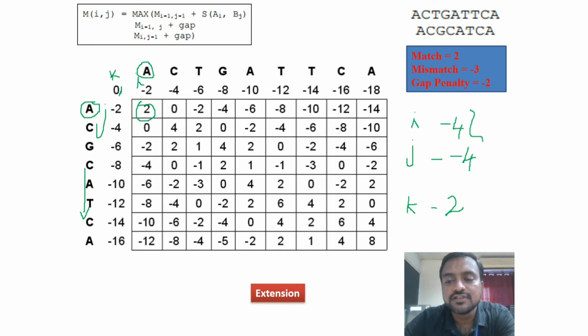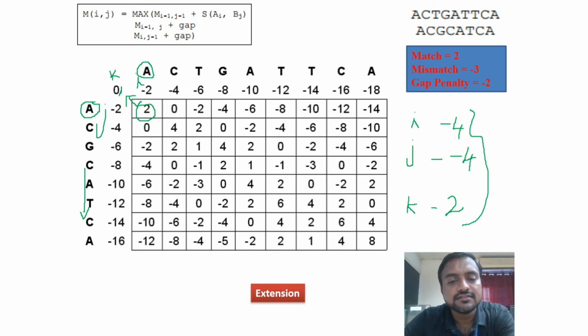Now as per the algorithm, we need to choose the maximum of these three eventualities, and the maximum value is 2. Where is it? Here it is. And who is the contributor? K is the contributor. So you add an arrow to point towards the contributor. Let's move on to the next cell.